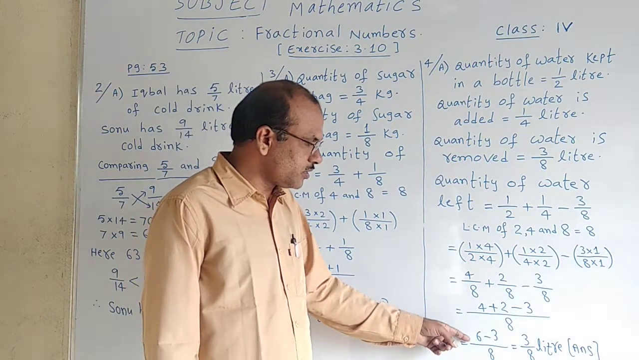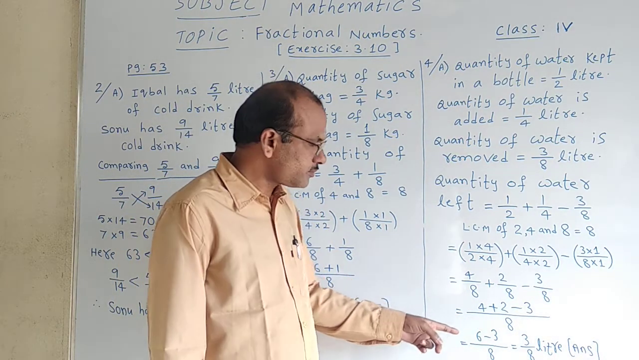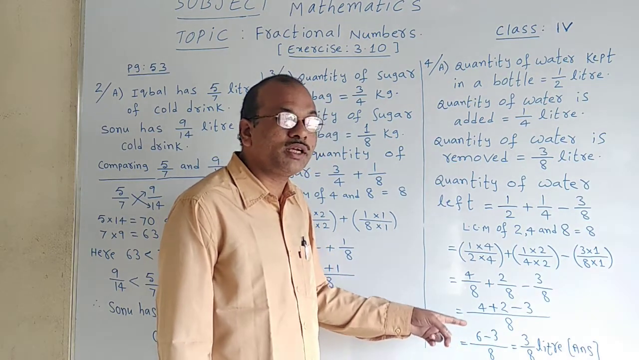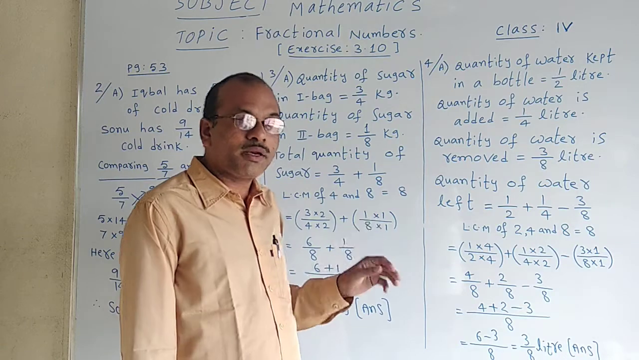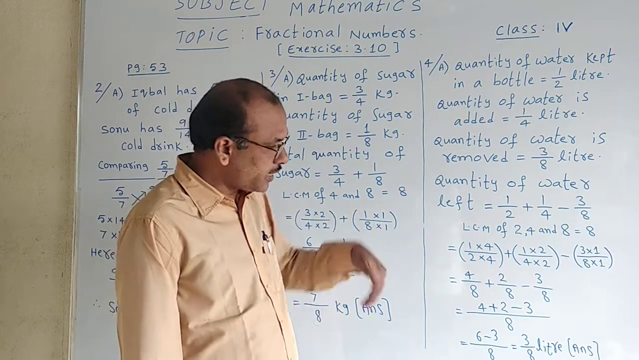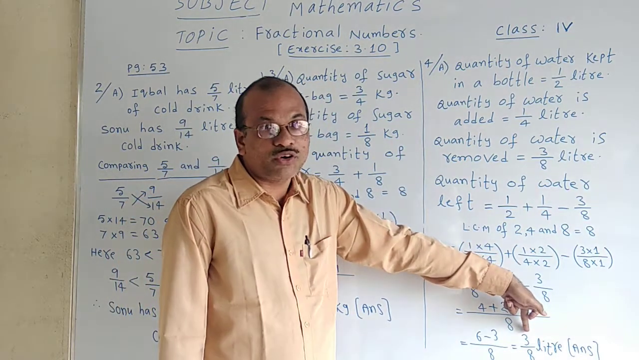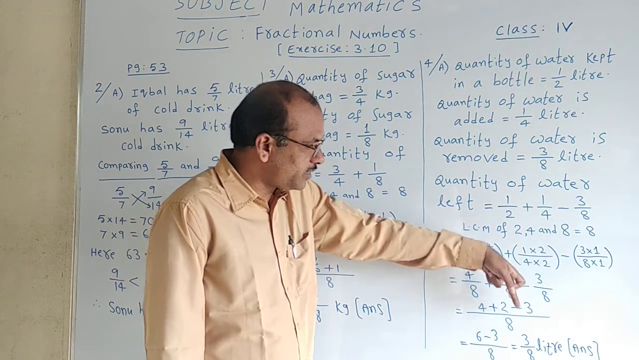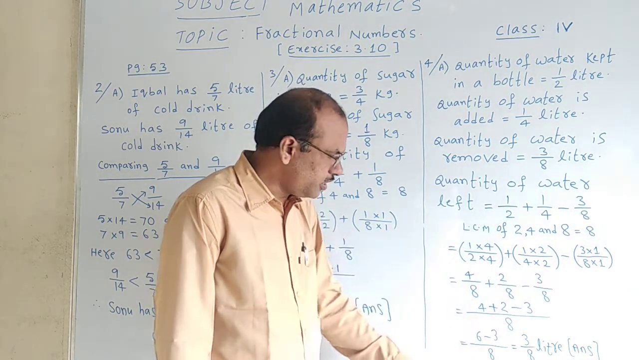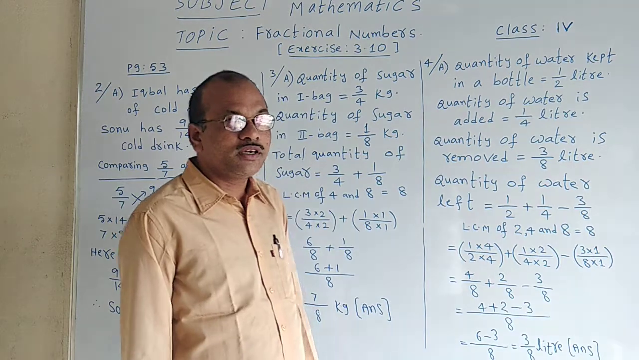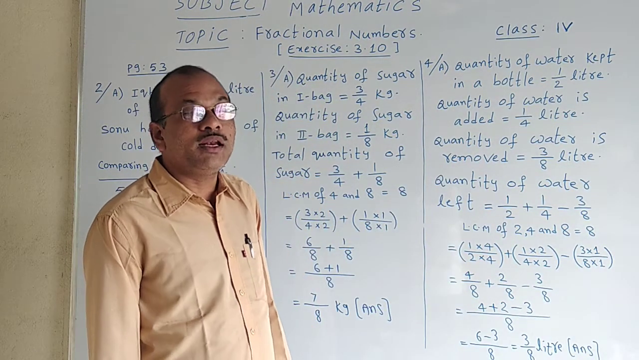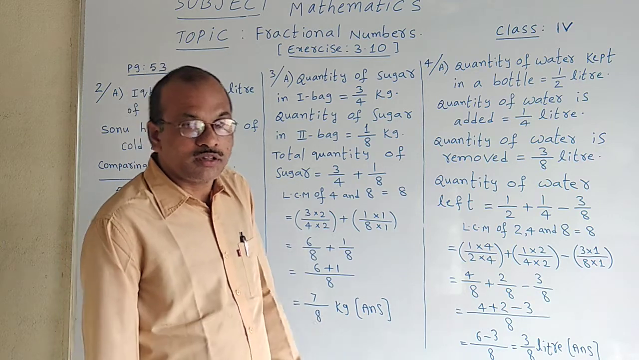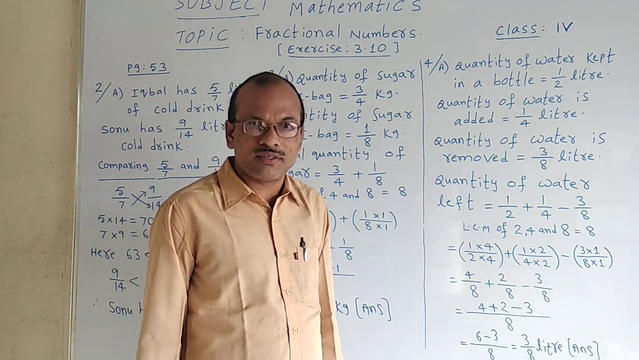Now you say 6 minus 3, the answer. From 6 we have to subtract 3. If we subtract 3 from 6, our answer will be 3. Am I correct? That's why I have written 3 by denominator 8 as it is. So 3 by 8 liter of water is still left in the bottle. That is the final answer for us.